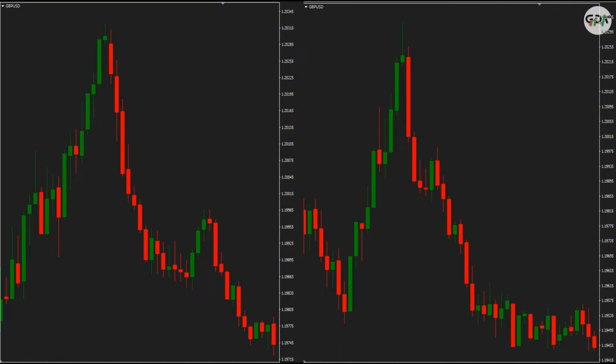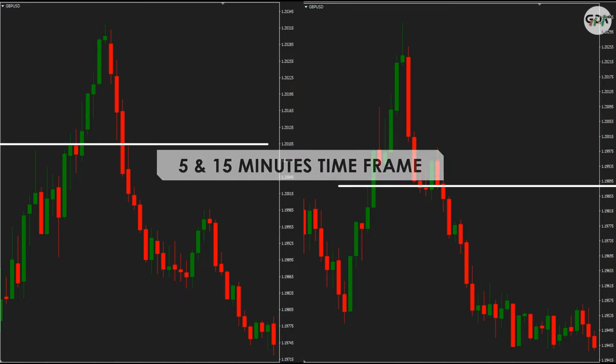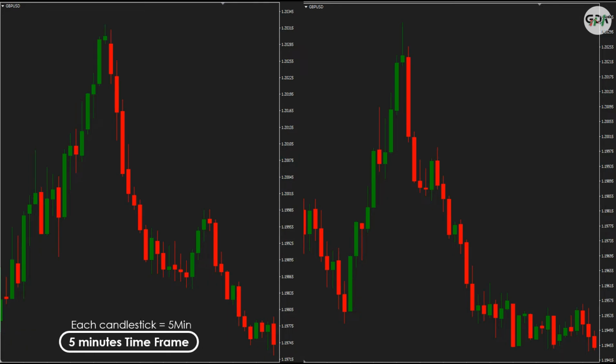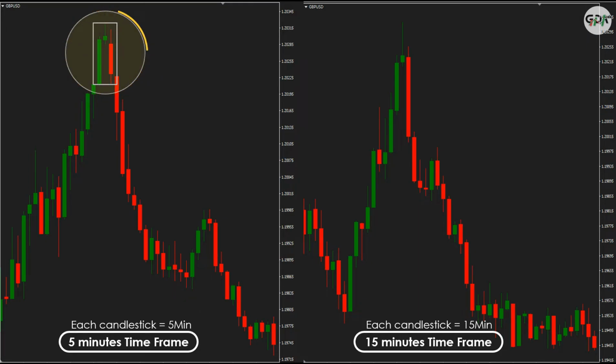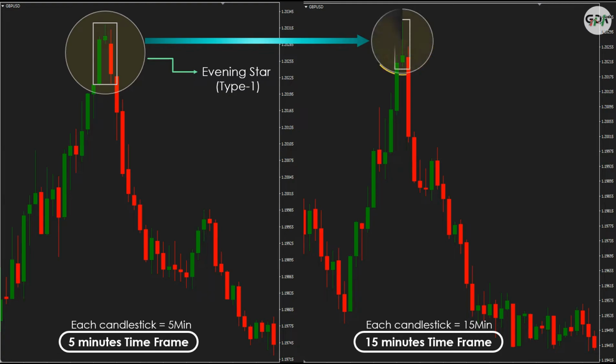Friends, before taking a trade decision, we analyze the price chart in various time frames. For example, this is the 5-minute time frame, each candle consisting of 5 minutes. And this is the 15-minute time frame, each candle consisting of 15 minutes. Type 1 evening star pattern formed in the 5-minute chart, and the same pattern converted into an inverted hammer in the 15-minute time frame, as shown in the picture.